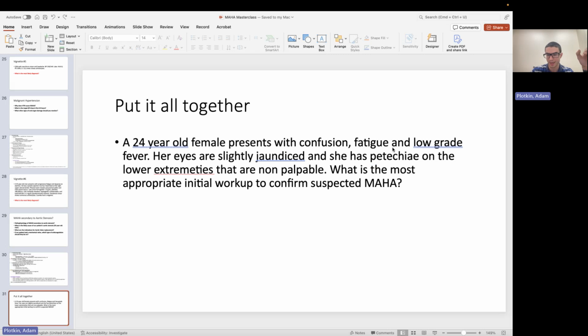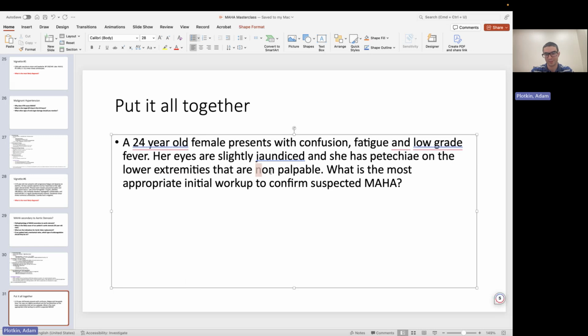So to put it all together and finish this out, we have a 24-year-old female. She presents with confusion, fatigue, and low-grade fever. Her eyes are slightly jaundiced, and she has non-palpable petechiae on her lower extremities. And this we'll get into whenever I do my vasculitis talk.